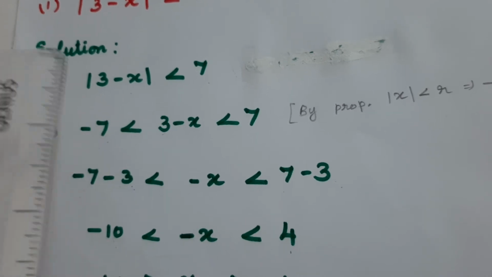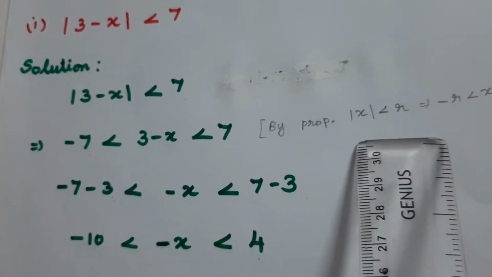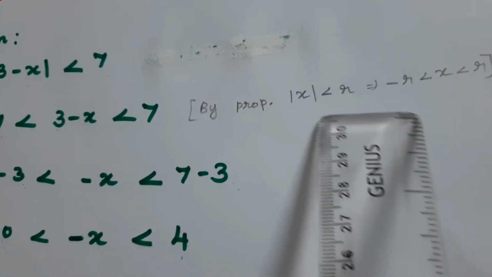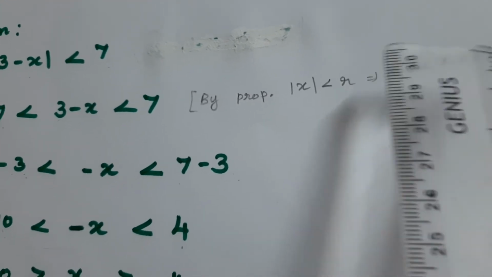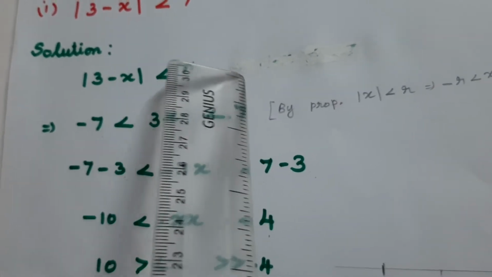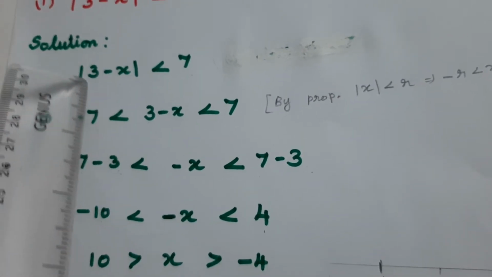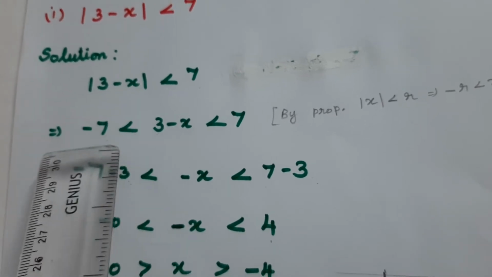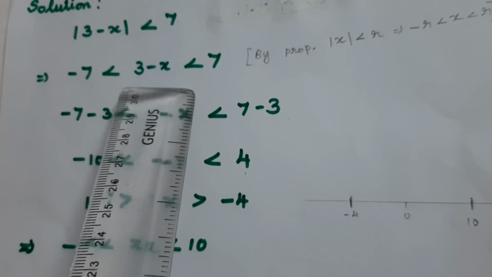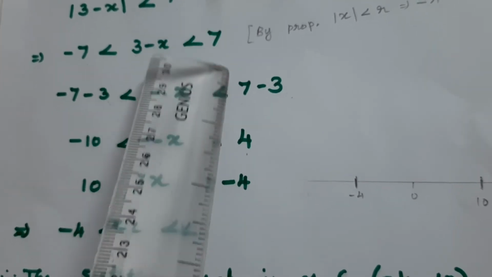We are going to use here property 1, that is, modulus of x is less than R means we can write minus R less than x less than R. So in the place of R, what do you have? 7. In the place of x, we have 3 minus x. So now substitute that: minus 7 less than 3 minus x less than 7.